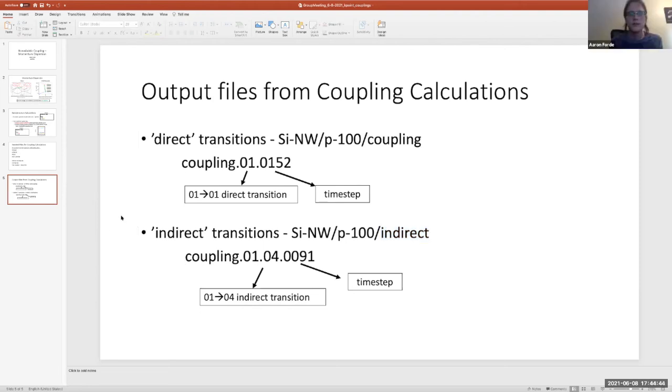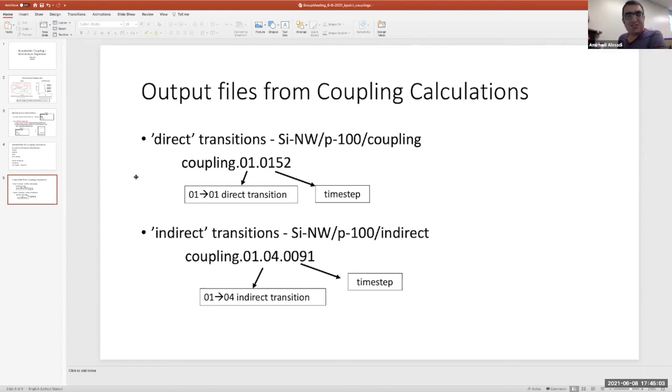They are generated into separate directories, Dr. Kilin, or no? Yes, the same way as you explained for up and down. Oh, okay. The script is running and populating different directories with coupling files.